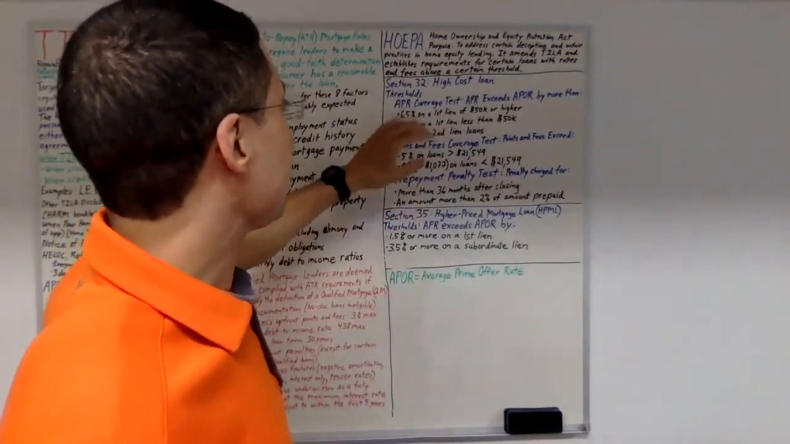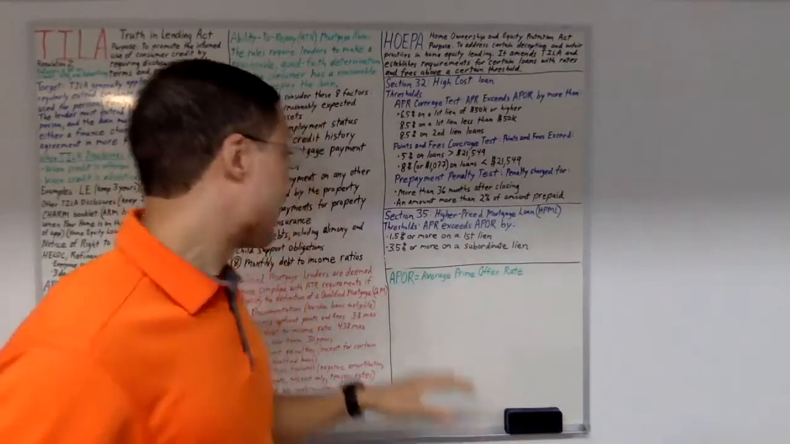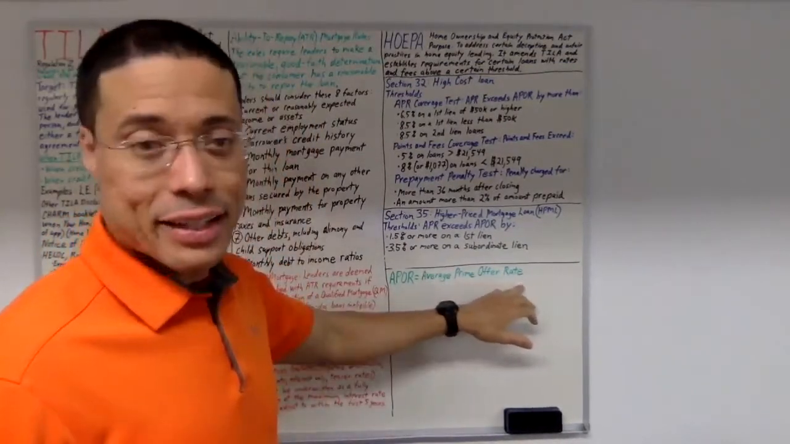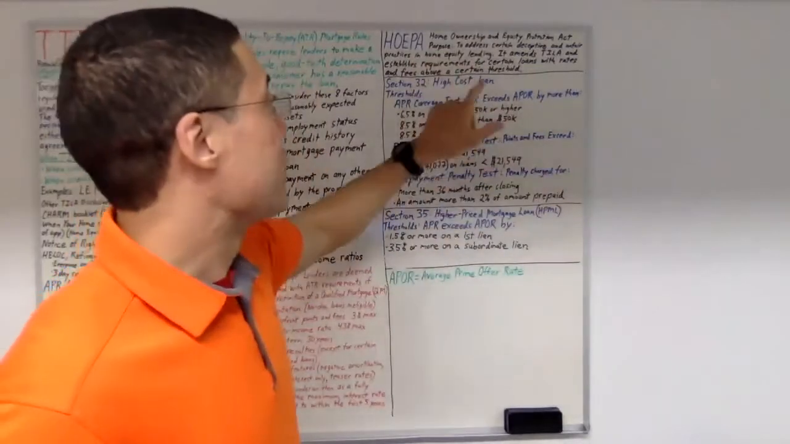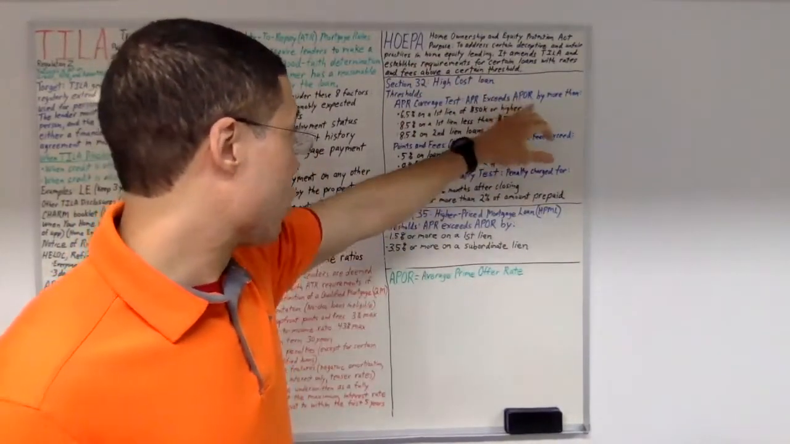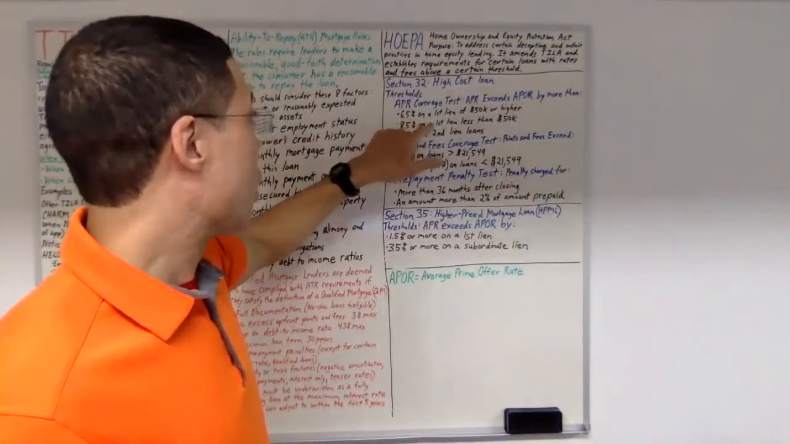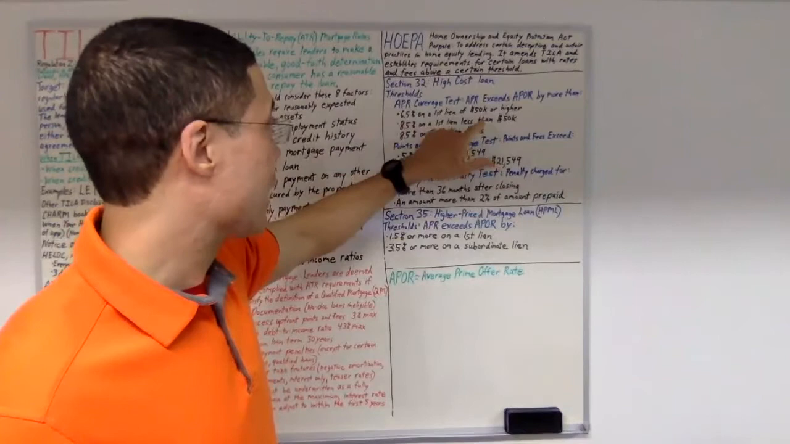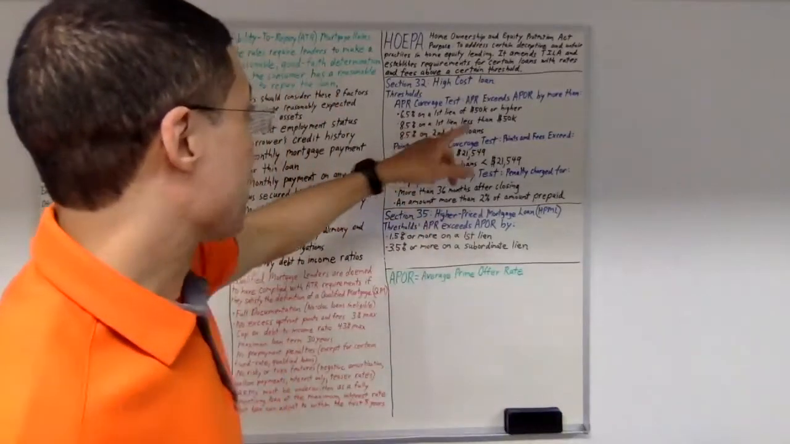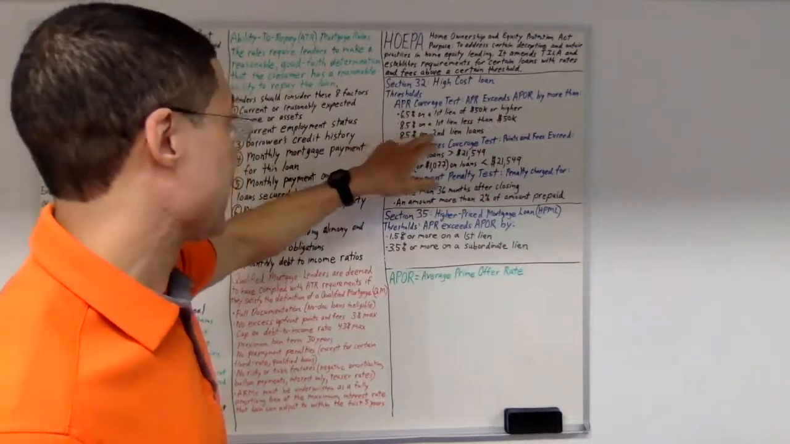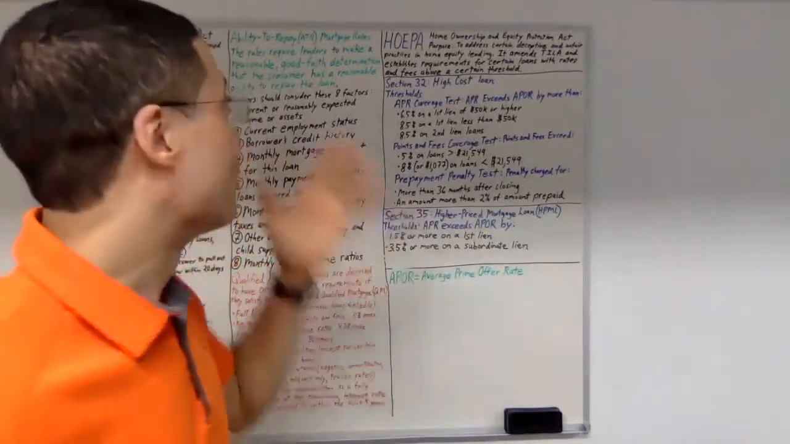Number 1, we look at the APR coverage test. APR exceeds APOR. By the way, what is APOR? APOR is the average prime offer rate. If the APR exceeds the APOR by more than 6.5% on a first lien of $50,000 or higher, then it is a Section 32 high cost loan. If the APR exceeds the APOR by more than 8.5% on a first lien less than $50,000, then it is a Section 32 high cost loan.